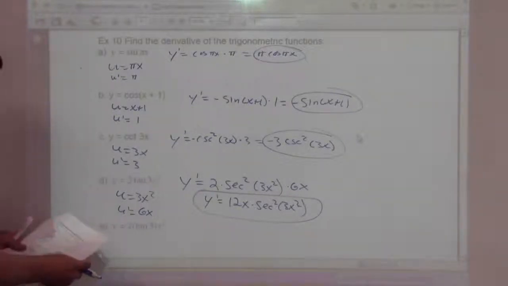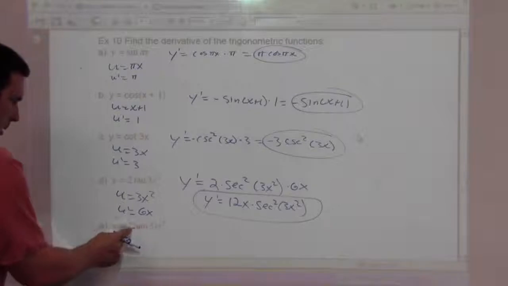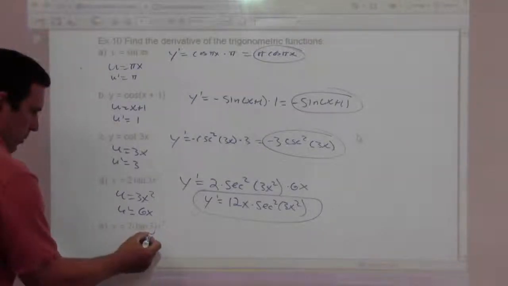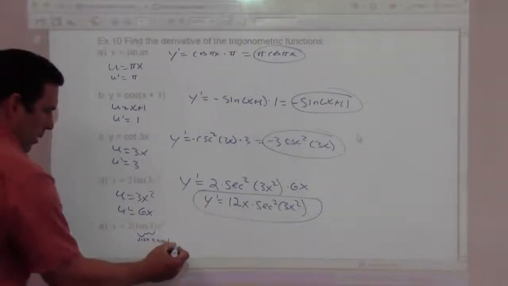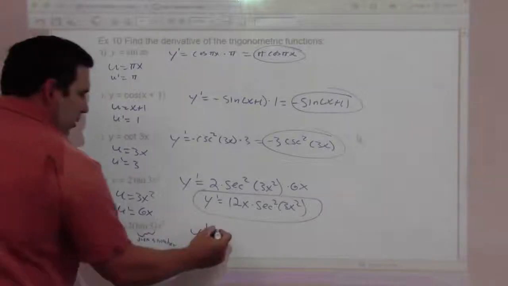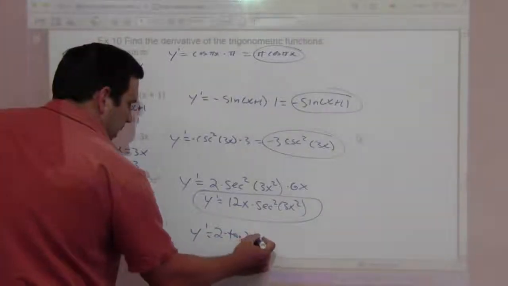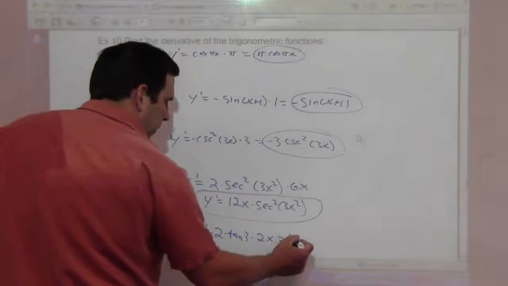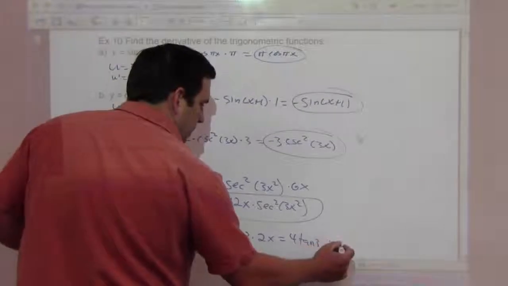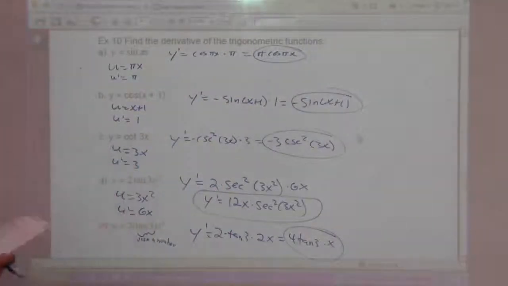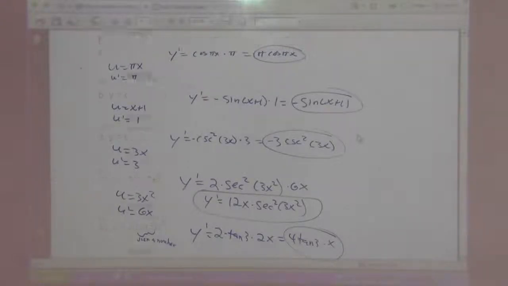And e, now tangent 3 is just a number. It's a constant. So y prime is going to be 2 times tangent of 3 times 2x. And that's going to be 4x, no, let's say 4 tangent of 3 times x. I need to scroll that up to finish this example. For f and g here.